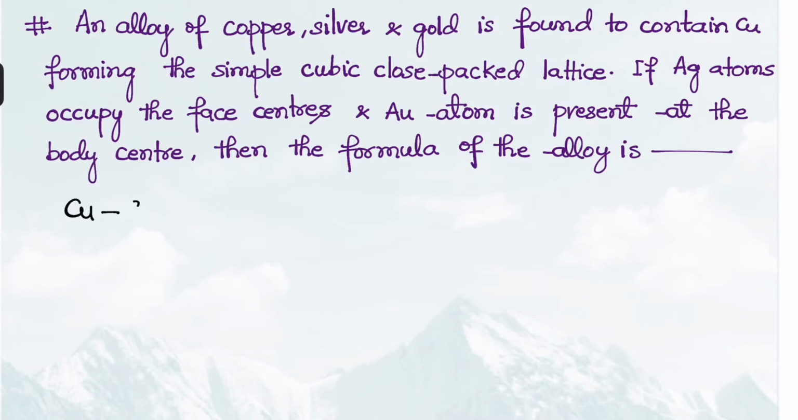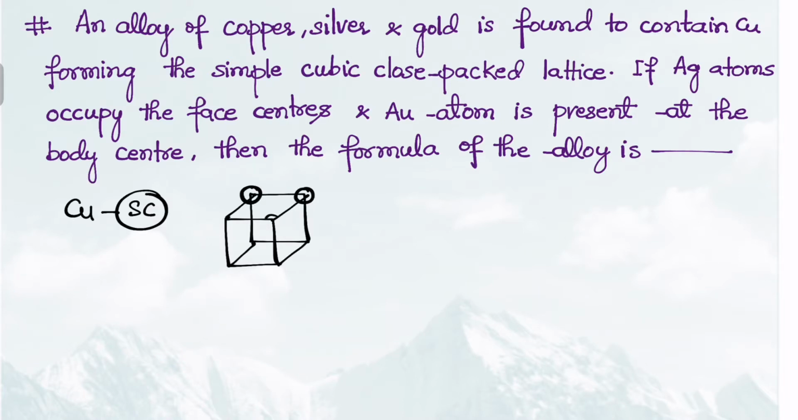Copper is forming simple cubic. In simple cubic we know that the atoms are present at the corner only. So suppose this is the unit cell. So copper atom will be present at all the 8 corners. And we know that the contribution of an atom in the unit cell which is present at the corner is 1 by 8. So it is 1 by 8 into total number of atoms, that is 1. So effectively 1 copper atom is present inside this unit cell.